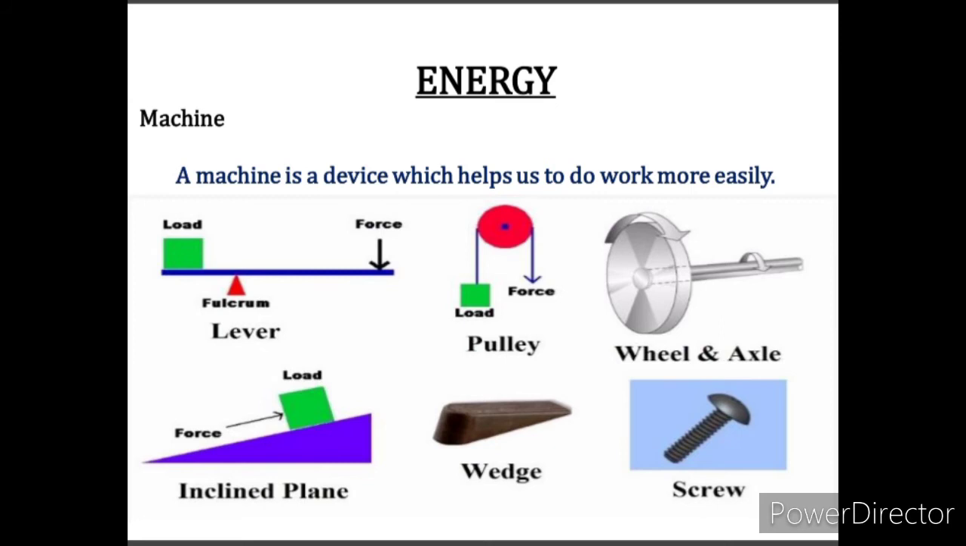Machines. Machines make work easier by changing the amount of force or direction of force. A machine is a device which helps us to do work more easily. Or a machine is a device that allows a small force to overcome a larger one. Six different devices are generally known as simple or basic machines: lever, pulley, wheel and axle, inclined plane, wedge, and screw.